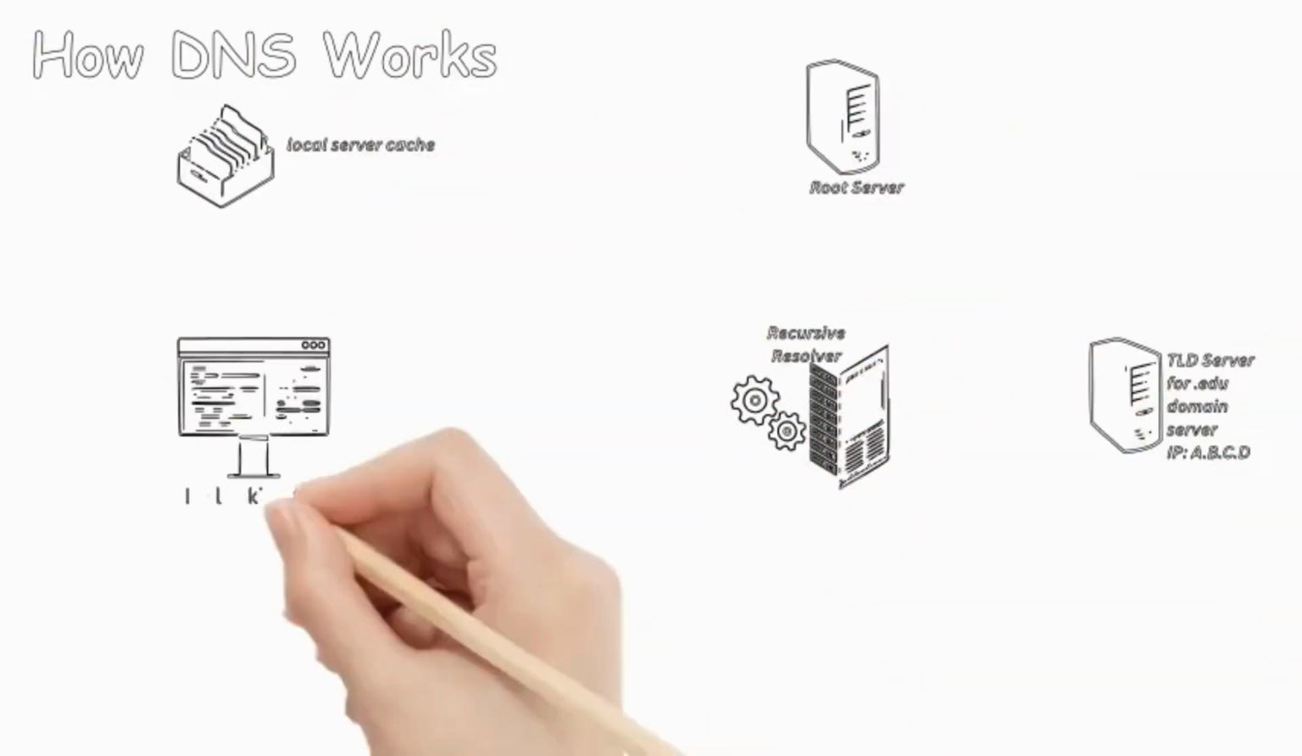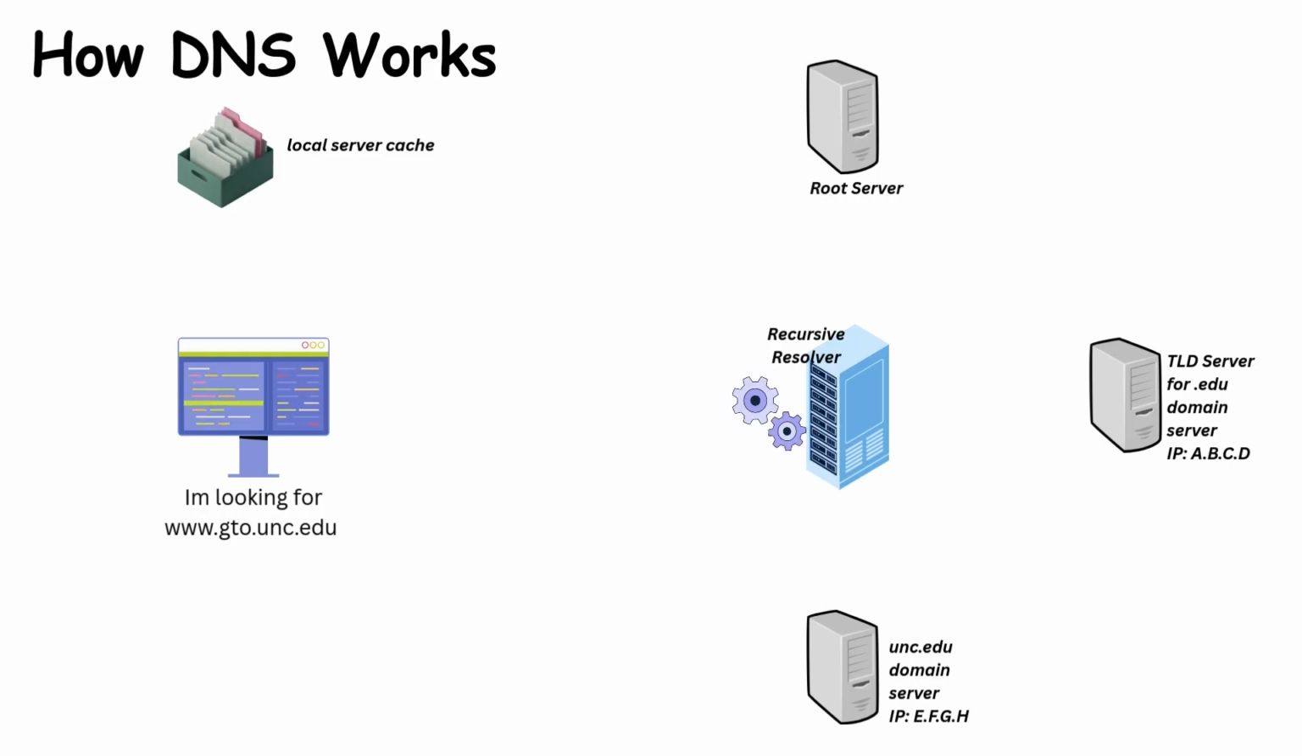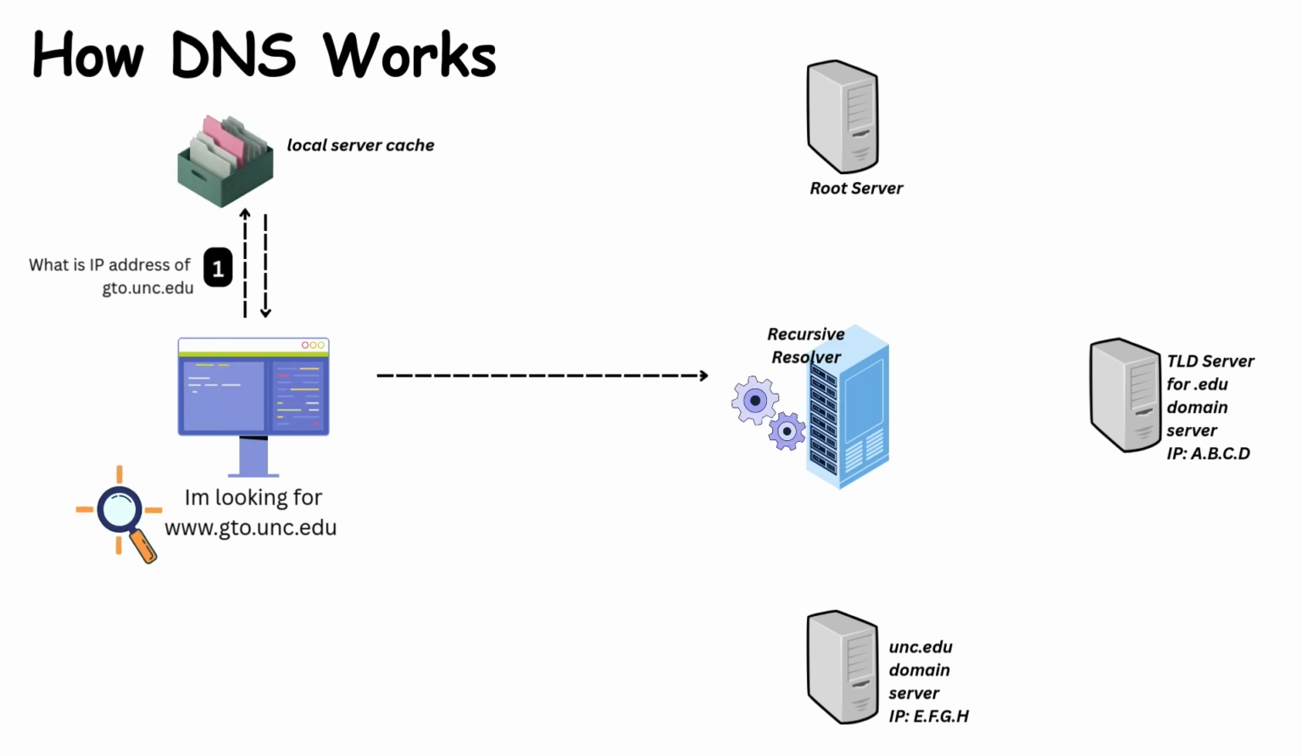Now, let's explain this with an example. When I search for gto.unc.edu on a local computer's web browser, the computer first checks its own cache to see if it already has the IP address for the domain. If I have visited the site before, the cache may contain the IP address, allowing the computer to retrieve it quickly without needing to make an external DNS request. Your computer doesn't know the IP address of this website, so it asks a DNS server to find it.